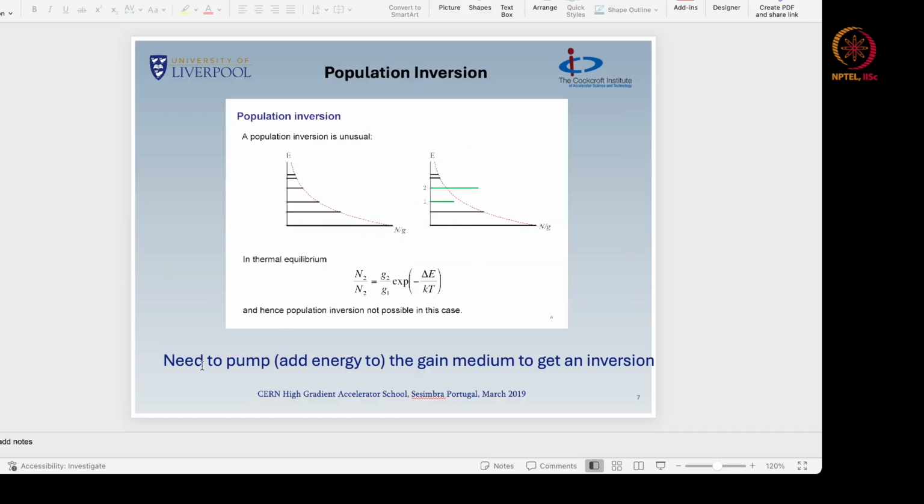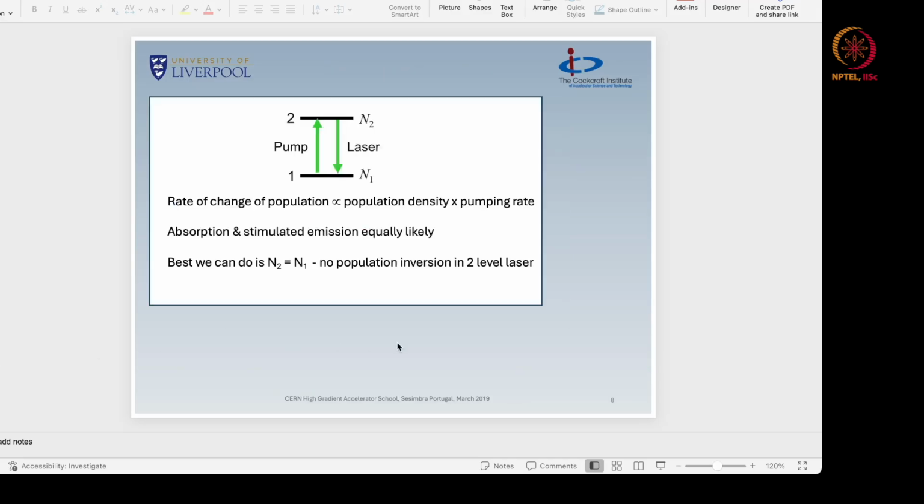So you need to add energy to achieve this, because you need to promote a few electrons from the lower energy level to the higher energy level, and by the laws of thermodynamics you need to add energy to achieve that population inversion, which is rather unusual to begin with. Now, this is the pump mechanism.